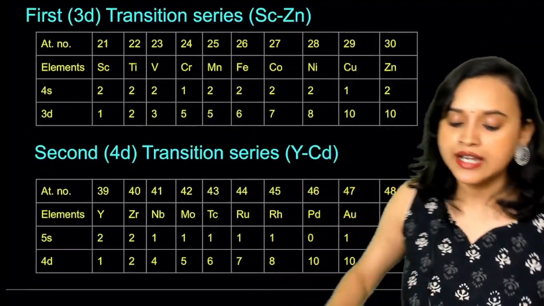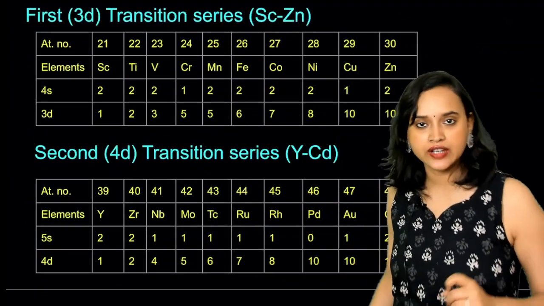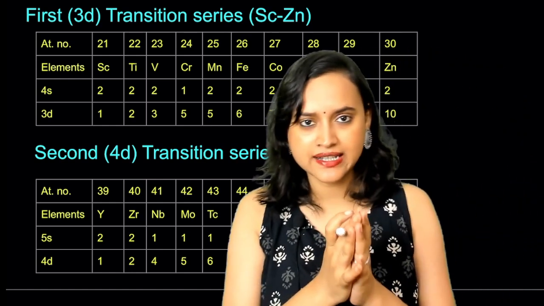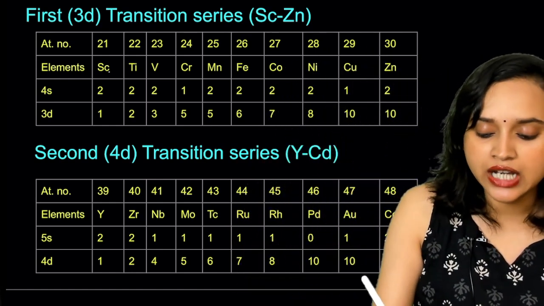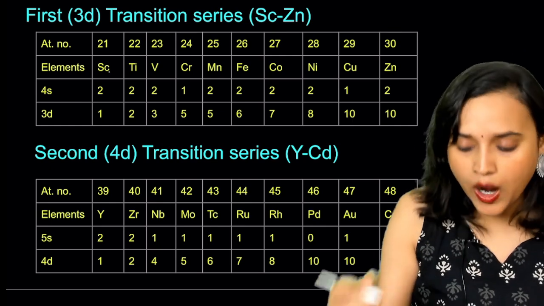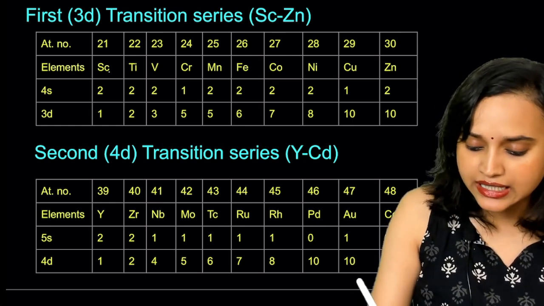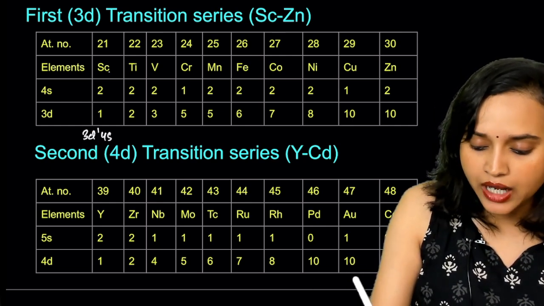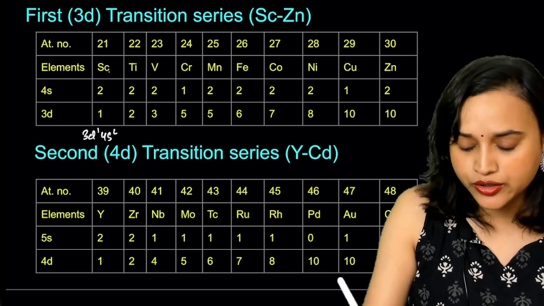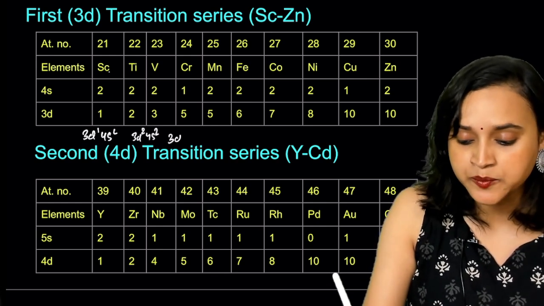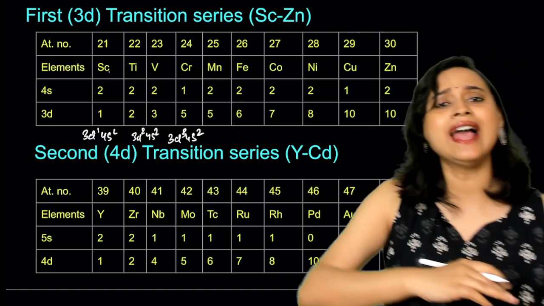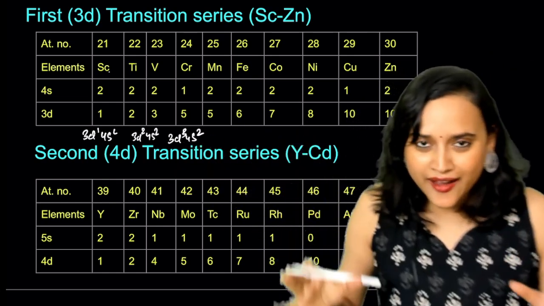Alrighty. Now here is your electronic configuration. This is exactly the same as your NCERT, everybody. Look at scandium: it will have 4s2, 3d1, or you can write it as 3d1, 4s2. For titanium, you write 3d2, 4s2. For vanadium, you write 3d3, 4s2, and it goes on.